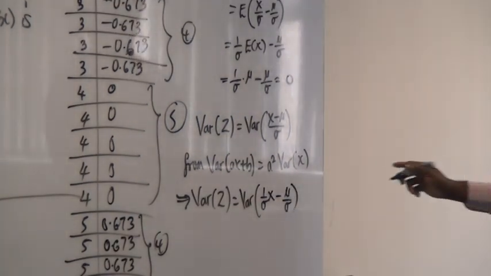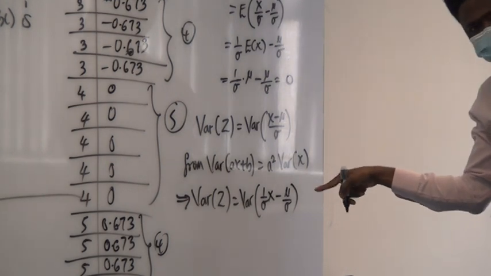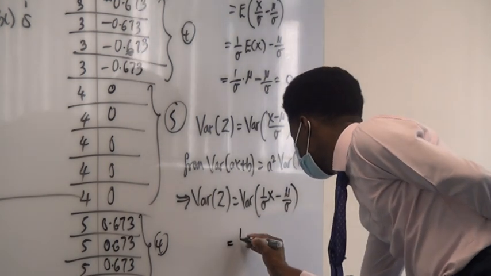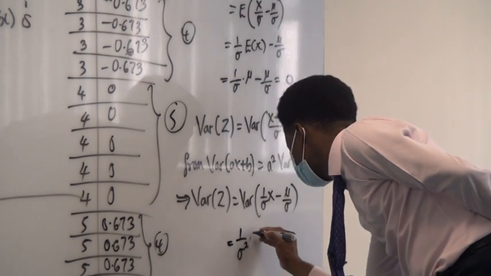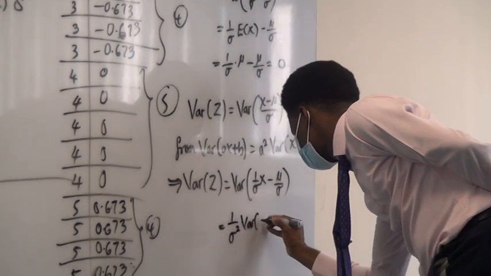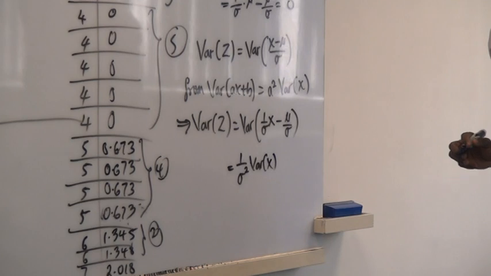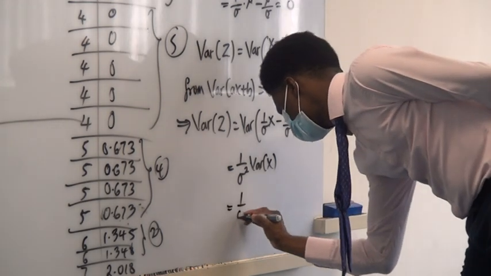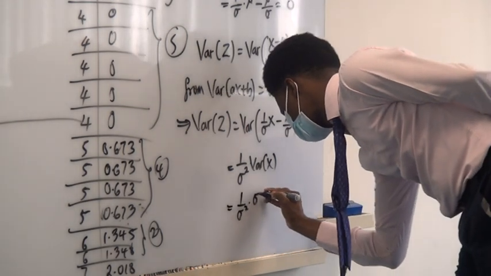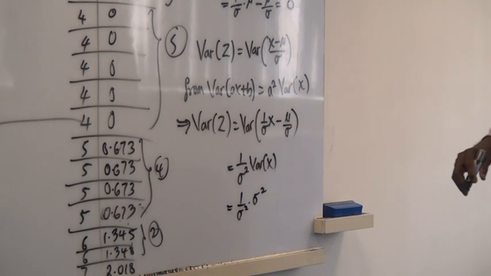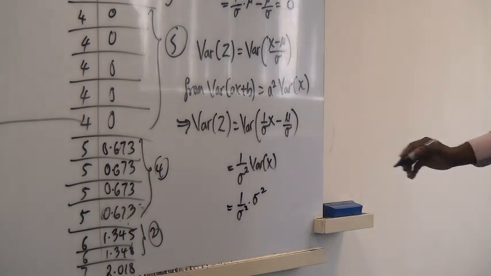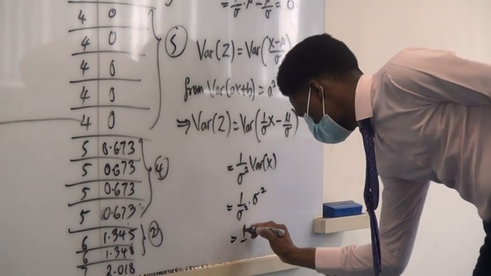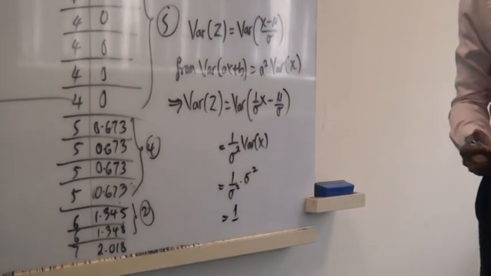So what is our a in this case? 1 over sigma. So basically this is going to be 1 over sigma squared times the variance of x. Now what is variance of x? Sigma squared. Don't think too much. Just sigma squared. And what does this mean? 1. So that's exactly what you have demonstrated.